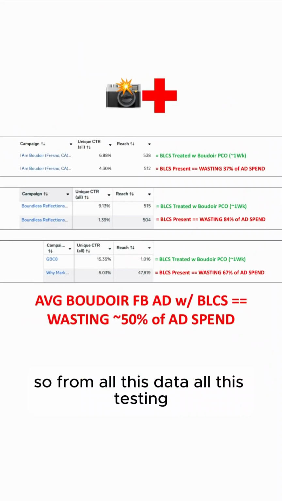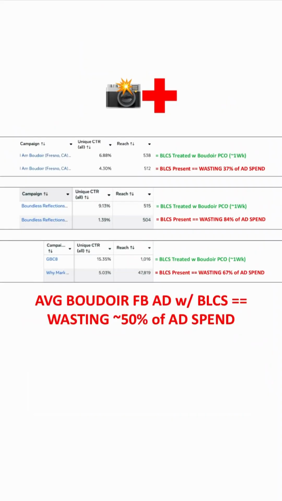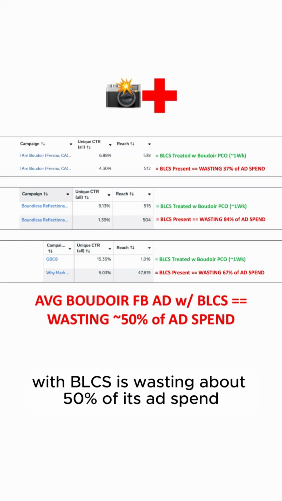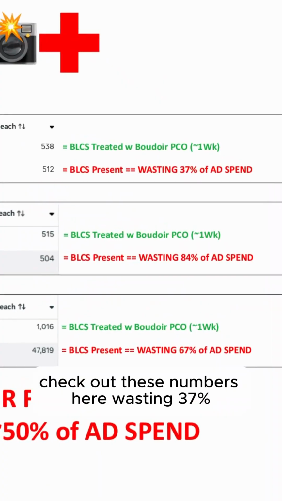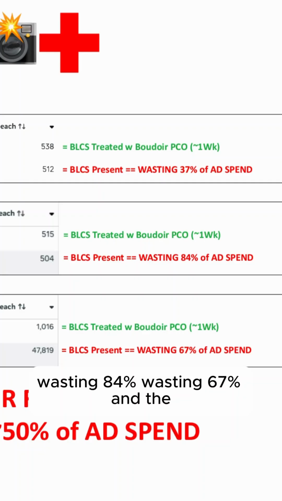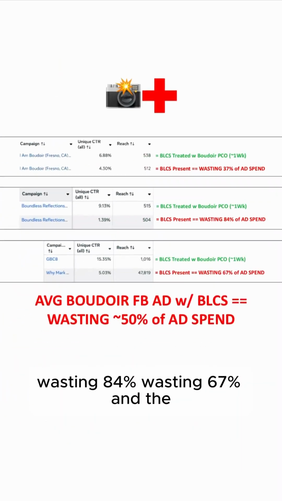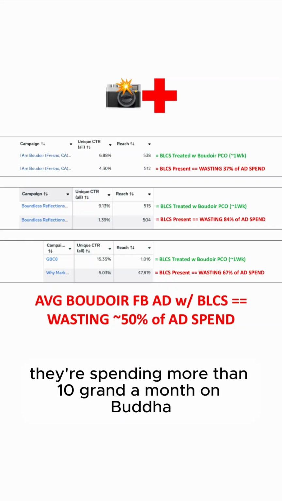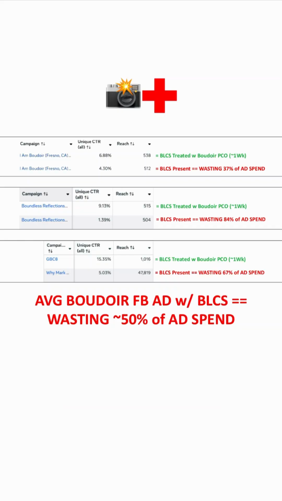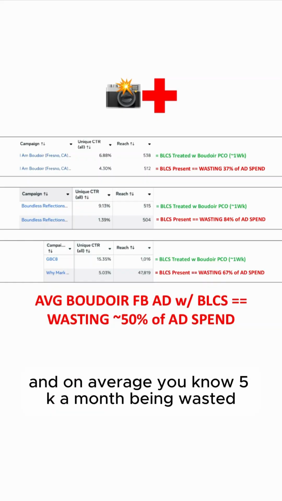So from all this data, all this testing, what I've seen, the average Boudoir Facebook ad with BLCS is wasting about 50% of its ad spend. I mean, check out these numbers here: wasting 37%, wasting 84%, wasting 67%, and so if they're spending more than 10 grand a month on Boudoir Facebook ads, then on average, 5K a month is being wasted.